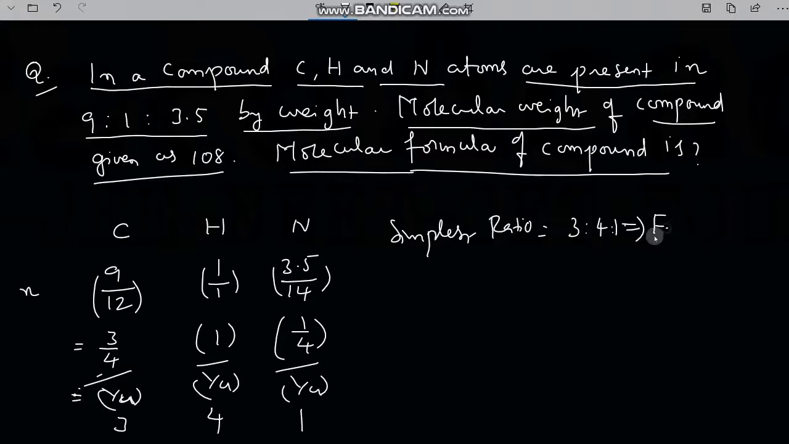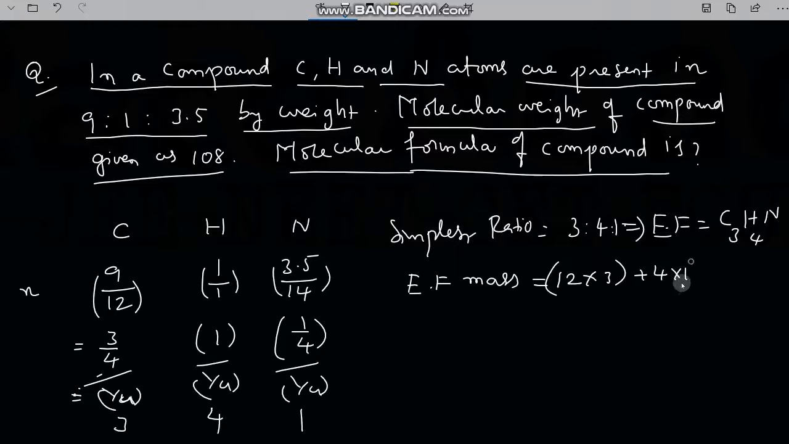That implies, what is the empirical formula of the compound? The empirical formula of the compound is C3H4N. Now we can easily find the empirical formula mass. The empirical formula mass is 12 into 3, carbon atomic mass into 3, plus 4 into the atomic mass of hydrogen, plus 1 into the atomic mass of nitrogen, 14. So it is 36 plus 4 is 40, 40 plus 14 is 54.